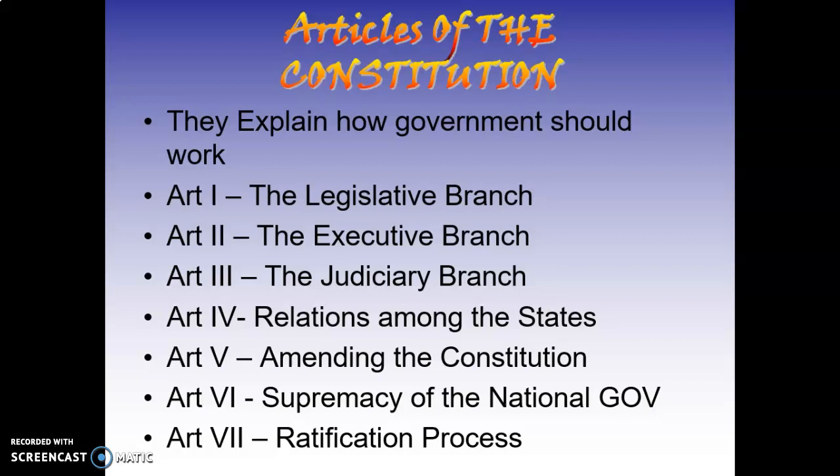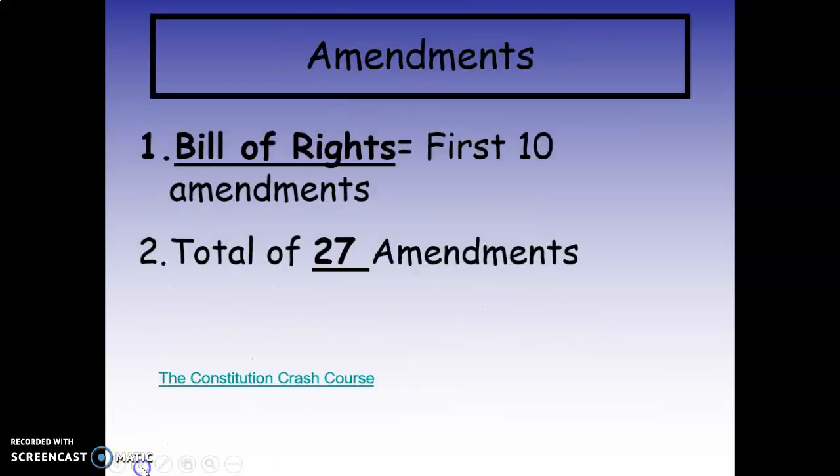So Article 4 deals with relations among states. Article 5 deals with how we amend the Constitution. Article 6 is the supremacy clause of the national government, and the supremacy clause says the Constitution is the final law of the land. So if you have a state law that is at odds with the federal law, the state law has to change, because the federal law reigns supreme. So anyway, that's the supremacy clause. And of course, Article 7, which we haven't used since 1789, 1791, is the ratification process of the Constitution.